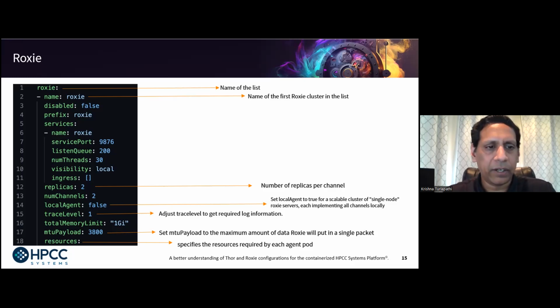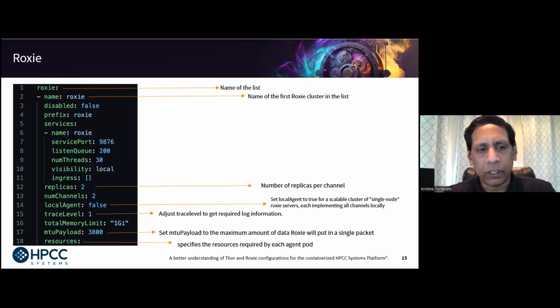Then you'll see the trace level. The default value of the trace level is 1. You might want to adjust the trace level to get the information you need from the log files. Like if you're trying to find the transaction summary information when you run a query in Roxie, the minimum trace level you want to set is 3. Anything below 3, you'll not be able to see that information. So the more information you want in the logs, the higher the trace level needs to be.